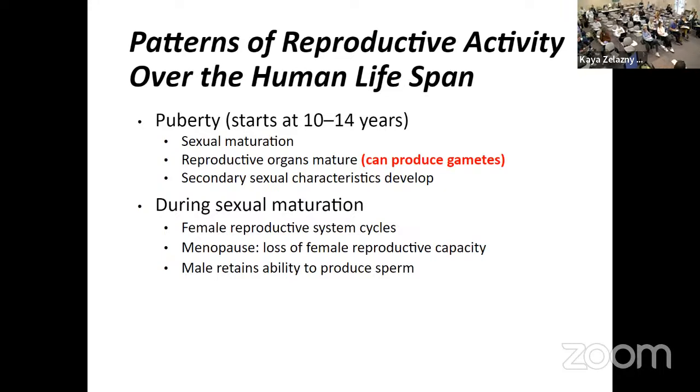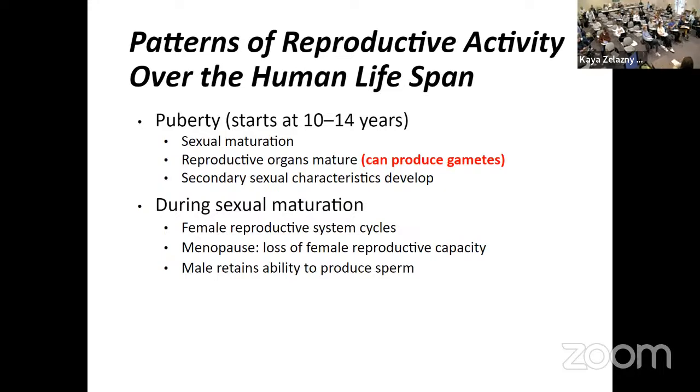So the first one is going to be puberty. Puberty usually starts between 10 and 14 years, and this represents sexual maturation. So even though we have the basic organ systems present at birth, they're not functioning as they do in an adult, even though the anatomy is there.